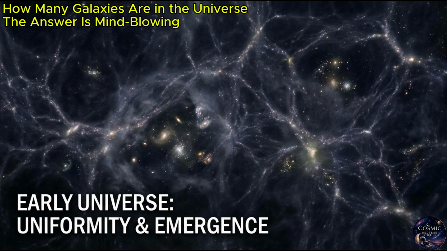numbers. Cosmological simulations also play a central role in estimating galaxy totals. These simulations model the evolution of dark matter and baryonic matter, from early density fluctuations through to the formation of galaxies and large-scale structures. By comparing simulated galaxy populations with observed distributions, scientists can refine their estimates of how many galaxies should exist at different epochs and brightness levels.